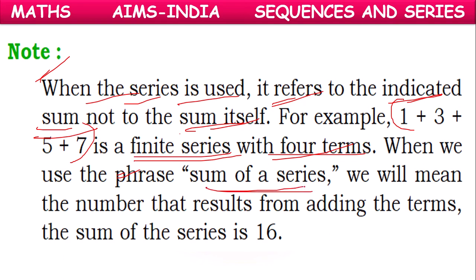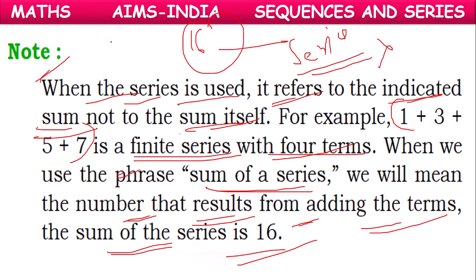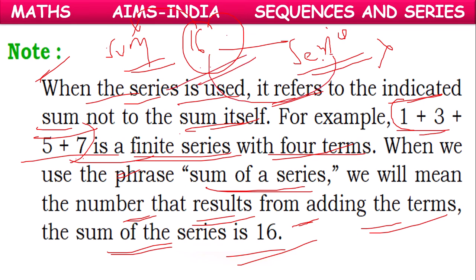When we use the sum of a series, we mean the number that results from adding the terms. The sum of the series is 16. So if we have only 16, we cannot call 16 a series. 16 is not an example of a series. The direct sum is not an example of a series. So 1 plus 3 plus 5 plus 7 is an example of a series whose sum is 16. But 16 we cannot say is the series, while 1 plus 3 plus 5 plus 7 is a series. That we have to keep in mind.